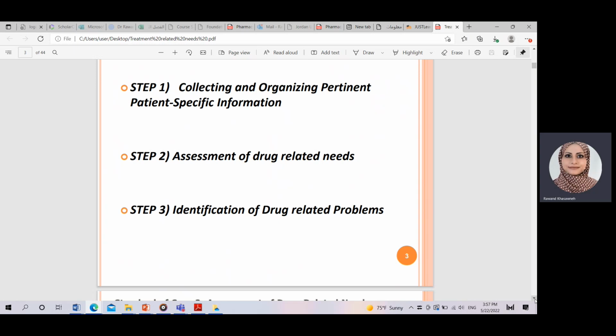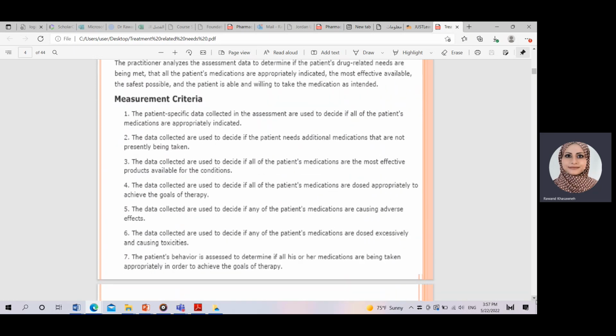So the measurement criteria: the patient-specific data collected in the assessment are used to decide if the medications are indicated, if the safest options are prescribed, and if the most effective options are actually used in this patient. And then we have to make sure that the patient is willing to be compliant and is willing to take the prescribed medications.